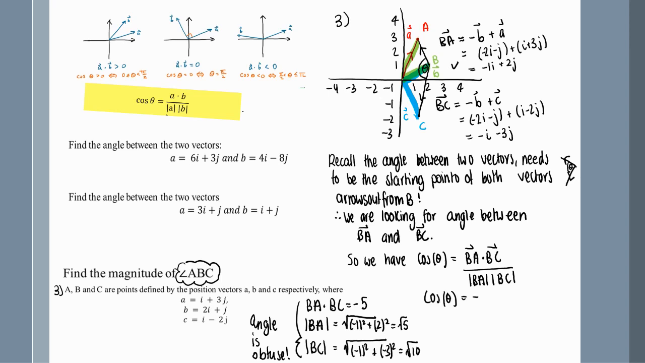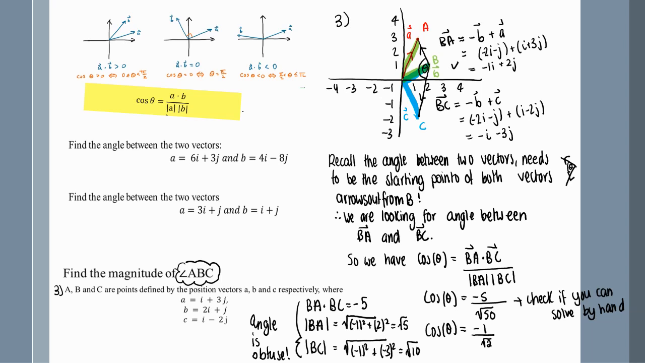Plug everything you just found into your equation. We'll get cos theta equals minus 5 over the square root of, well, root 5 times root 10 is root 50. Now, before you jump into your calculator and take the inverse here, check if you can do this by hand. If I break root 50 down, I get cos theta equals minus 5 over 5 root 2. When you cancel out here, you'll get cos theta equals minus 1 over root 2.